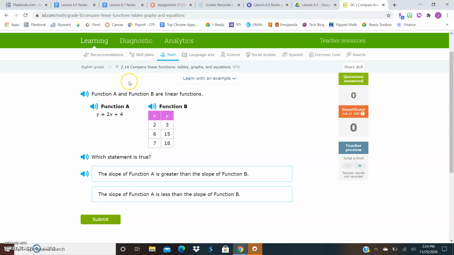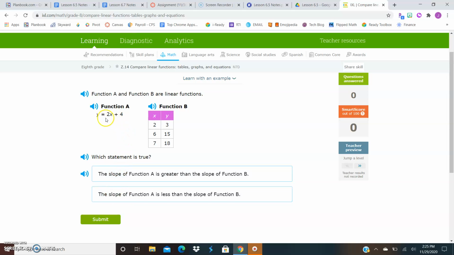So here we go. This says that function A and B are linear functions. For function A, they gave us an equation, y equals 2x plus 4. And for function B, they gave us this table of ordered pairs. It asks us to pick which statement is true. This one says the slope of function A is greater than B. And this one says the slope of function A is less than B. So everything is dealing with the slope.